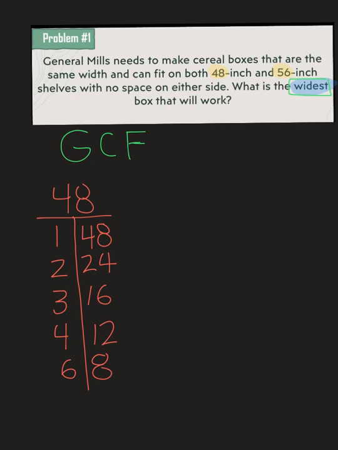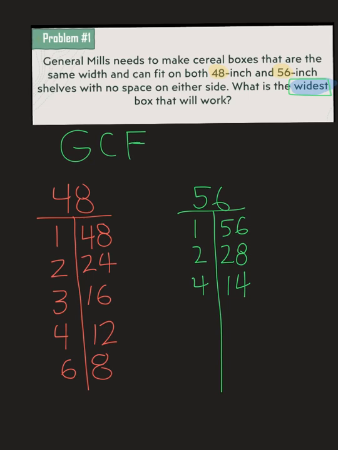So those are my factors of 48, and now we have to write our factors of 56. So I'm going to draw my T-chart again, and then we'll list them. So easy one, 1 and 56 are factors. 2 times 28 would get you 56. 56 cannot be divided by 3 evenly, so we're going to skip to 4. And 4 times 14 is 56. And then last but not least, 7 times 8 would get us 56.